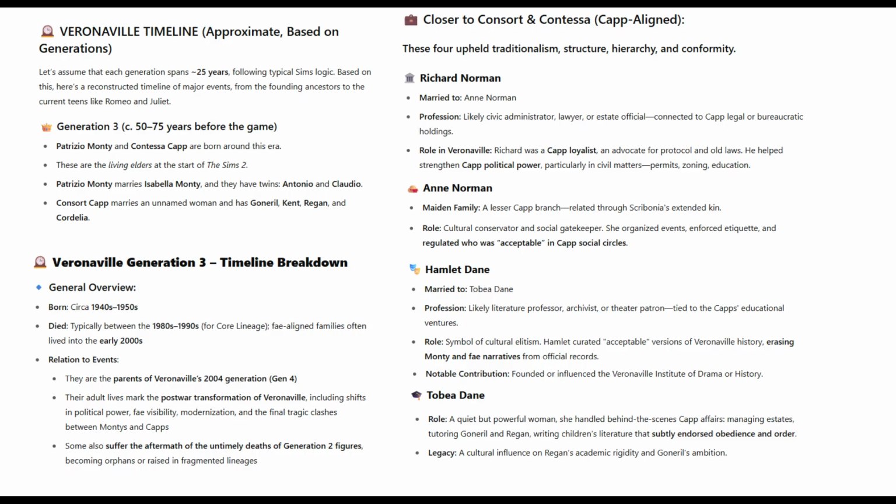It's pretty much presumed that they're close to Consort and Contessa, where they upheld traditionalism, structure, hierarchy, and conformity, where Richard could have been a Cap loyalist and could have helped when it comes to protocol and old laws, and helping strengthen the Cap political power, particularly in civil rights, permits, zoning, and education, where Anne could have been a cultural conservator and social gatekeeper, organizing events, enforcing etiquette, and regulating who was acceptable in the Cap social circles.